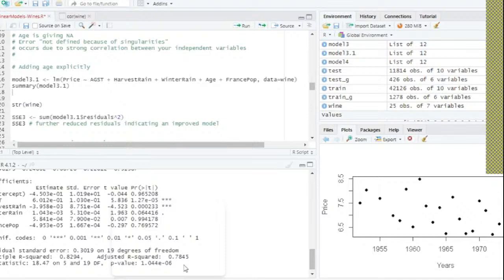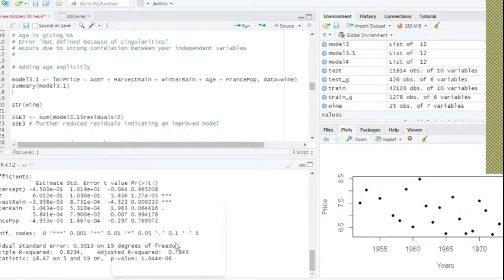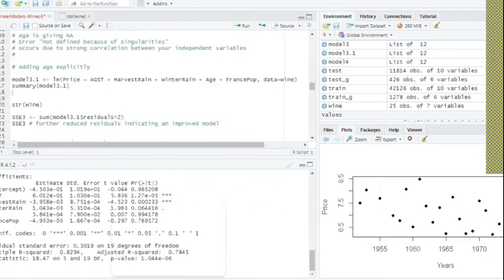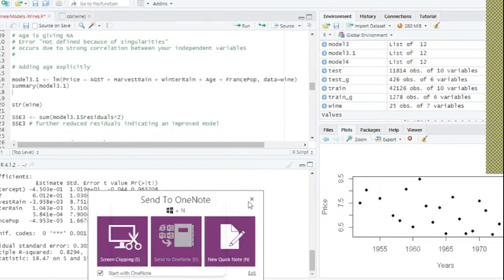So you should keep clearing these commands, this console. What is this coming up? Just give me a minute.